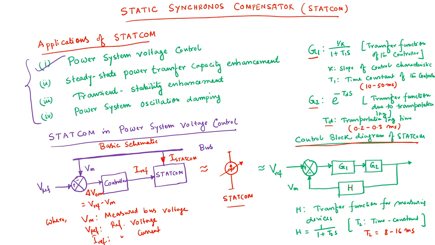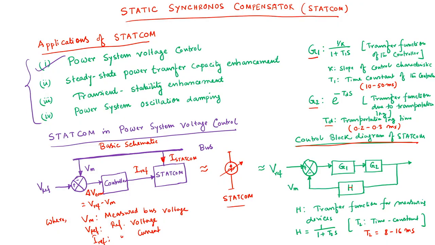So, this is how the STATCOM can be used to control the voltage of a particular bus where the STATCOM is placed. Now, this strategic location of STATCOM could be the midpoint of a transmission line or any other point of the transmission line. But wherever it is placed, it can be used to control or regulate the voltage of that particular point. This is the main task of STATCOM, similar to the SVC or static var compensator. Next, we will come to the second application of STATCOM, which is steady state power transfer capacity enhancement.